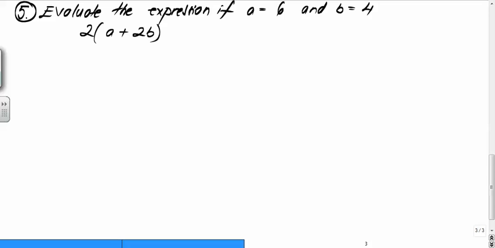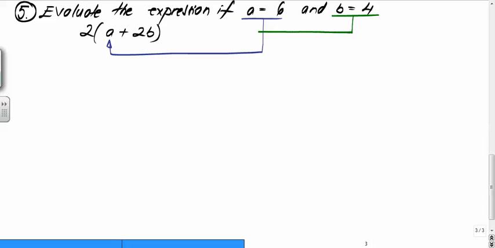Well, the problem is telling me that my a equals 6, which means wherever I have a in my expression, I'm going to plug in 6. The problem is also telling me that for b, I will substitute in my expression the value of 4, right? This way, your expression will become what?